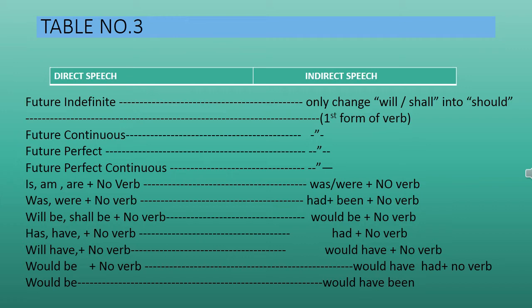Is, am, are plus verb changes to was, were plus verb. Was, were plus verb changes to had been plus verb. Will be, shall be plus verb changes to would be plus verb. Has, have plus verb changes to had plus verb. Will have plus verb changes to would have plus verb. Would be plus verb, would have had plus verb. Would be, would have been.